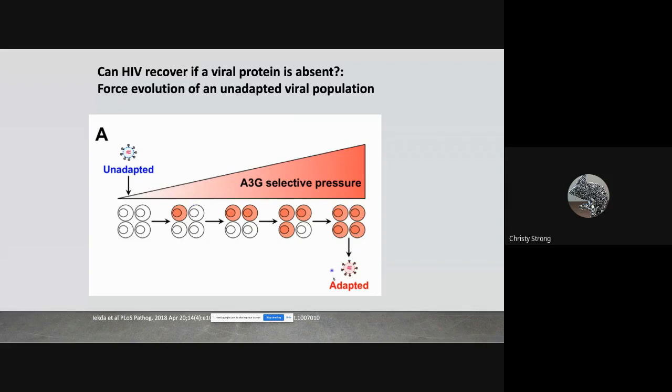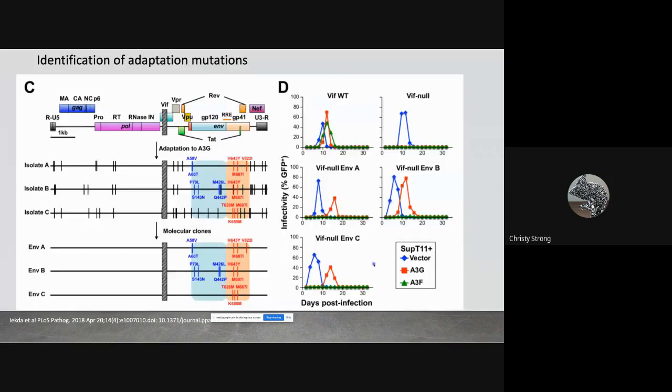And so at the end of their experiment, they're like, do we have any adapted viruses that have worked around this APOBEC system? And what they found was, yeah, they had three. So on the left-hand side, they've got isolate A, isolate B, and isolate C. These represent the three viruses that were winners at the end of their experiment.